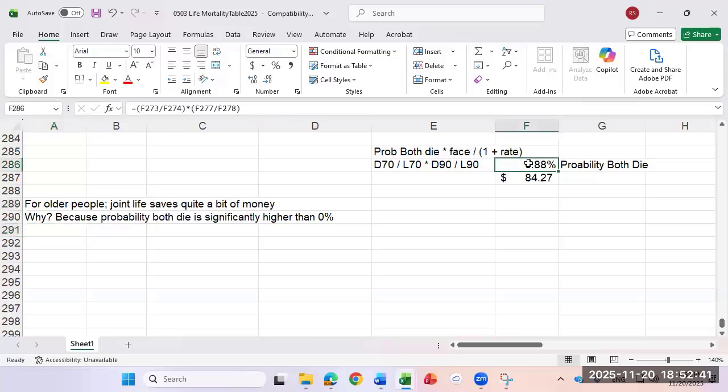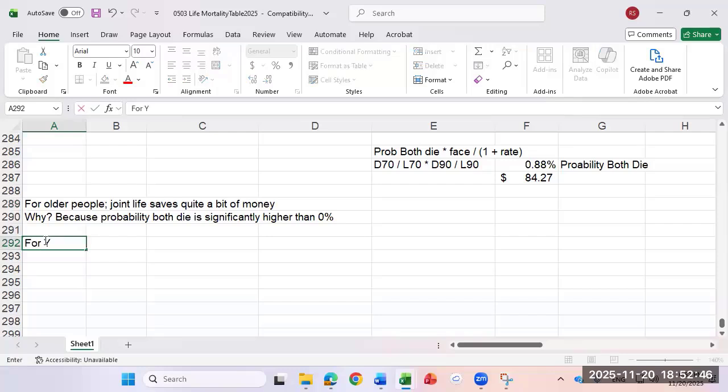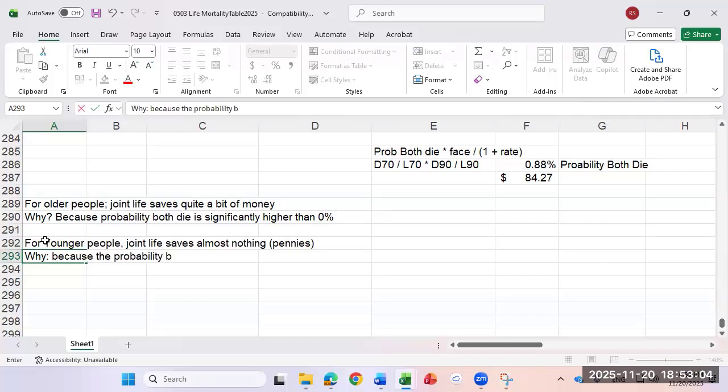Here it's almost 1% chance. For younger people, the joint life saves almost nothing. Pennies. Why? Because the probability of die is practically 0. I can't spell practically. Is essentially, I think I can do essentially 0.